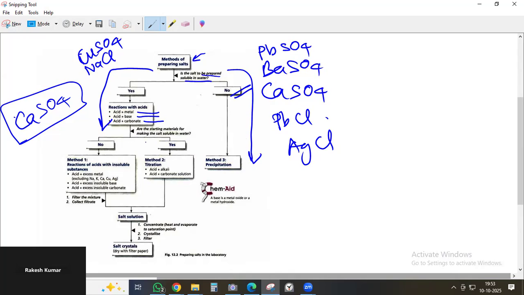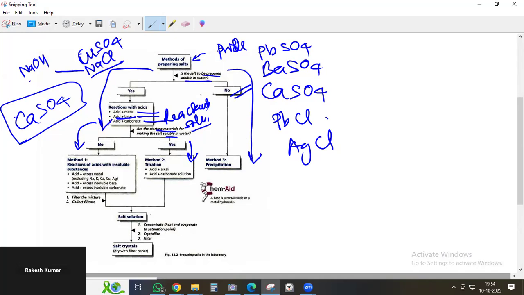Again, this is about reactants. If both the starting materials are soluble, then we go this method. If not, then we go this method. So supposing I want to make NaCl, then I can use acid and base. I can use NaOH and I can take HCl. Both are soluble, so I am going this path, that I will titrate.